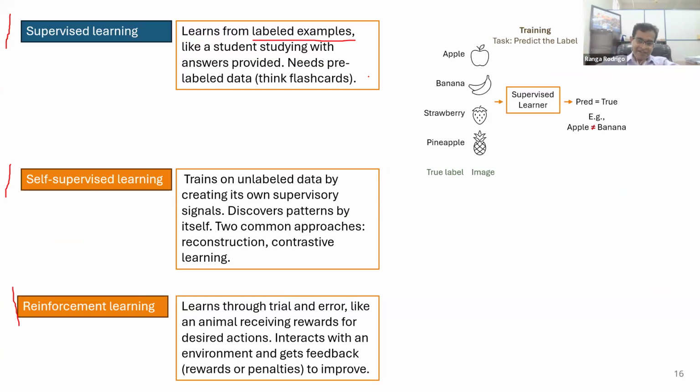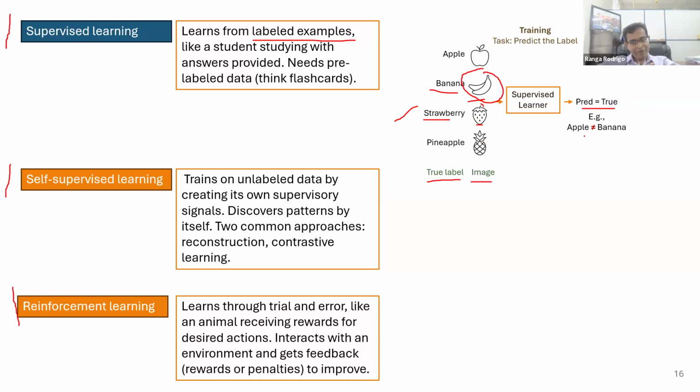So you can see here is an example of that paradigm. There you can see the strawberry name is there and the image is there. Banana name is there and the image is there. So that's why they are called labels. So the true label is available along with the image. So we give the banana image, for example, to the supervised learner, and it may say banana or some other thing. If it predicts true, it's good.